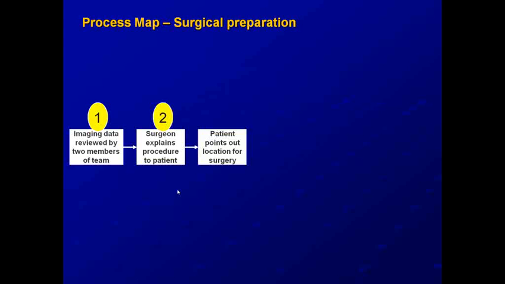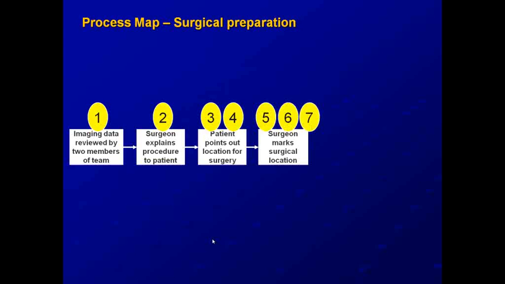The process map for surgical preparation can be identified as follows, based on the solutions in the previous slide. The imaging data is reviewed by 2 members of the team. This is relevant to solution 1 on our action items table. Then the surgeon explains the procedure to the patient. That's the step related to solution number 2. The patient points out the location for surgery. That's solution 3 and 4. The surgeon marks the surgical location, solution 5, 6, and 7. The mark location and application are then double checked, solution 8.